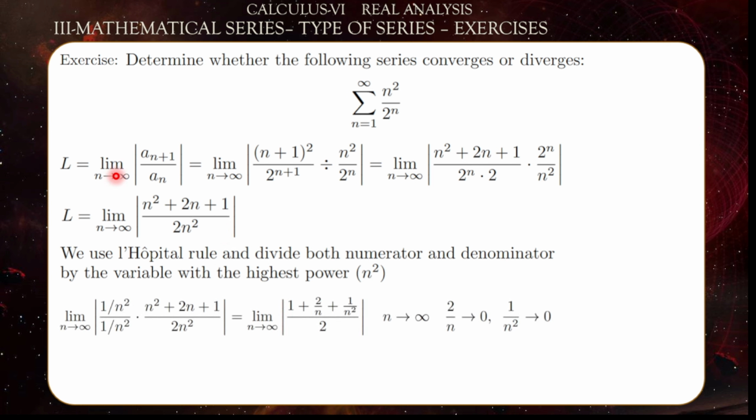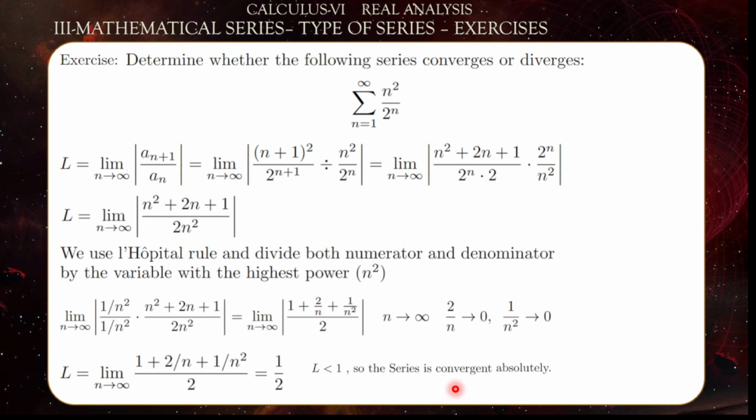So it is the limit of 1 divided by n squared, multiplying both numerator and denominator, which is equal to 1 multiplied by (n squared plus 2n plus 1) divided by 2n squared, equal to (1 plus 2 divided by n plus 1 divided by n squared) divided by 2. Now 2 over n and 1 over n squared approach 0 as n approaches infinity. They decay to 0, so we are left with 1 half, which is the limit. Now 1 half is less than 1, so the series is absolutely convergent, we say.